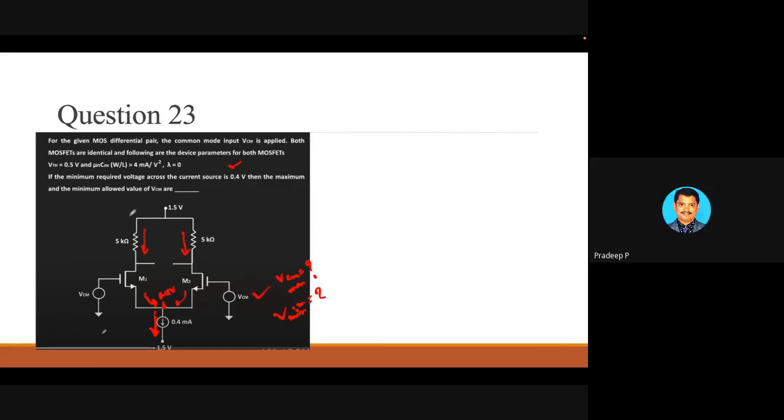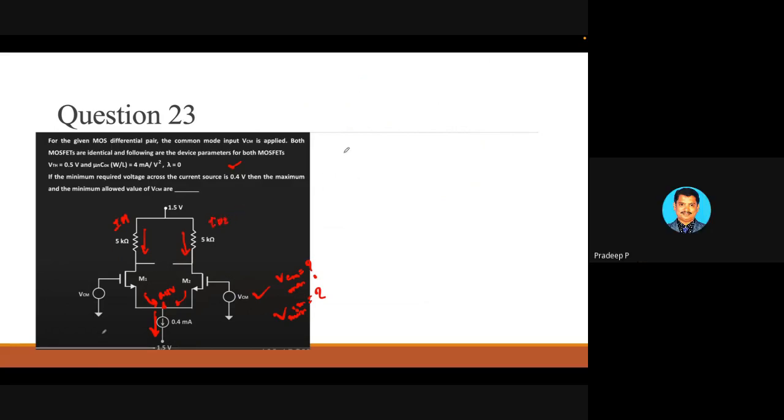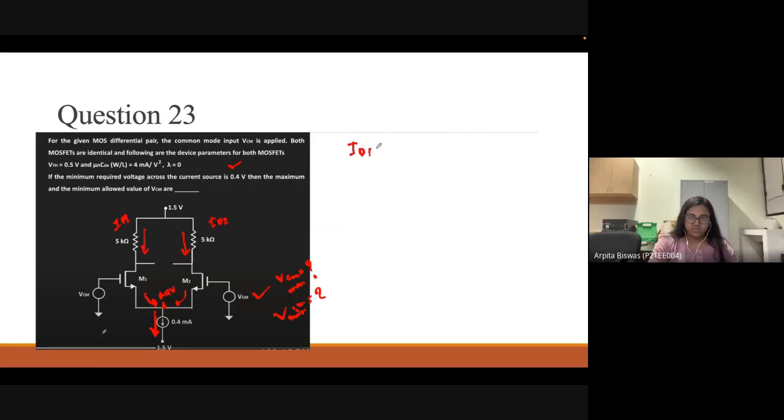ID equals half of mu n Cox W by L times (VGS minus VT) whole squared. At first, tell me, this is ID1 and this is ID2. 0.2 milliampere, ma'am, because ID1 equals ID2, which is equal to ISS by 2. The value is 0.2 milliamps. Now we know that both transistors are in saturation.